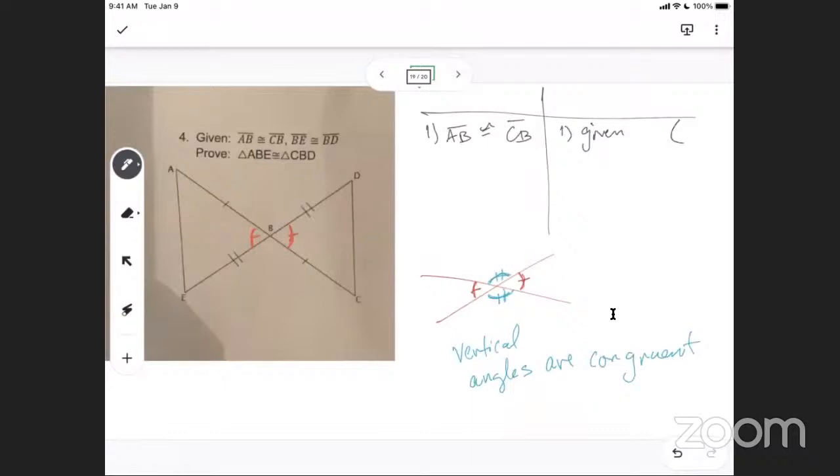It's a side. Good. So let's write S. You like how I do that? Okay, what's the next thing I'm going to do? BE is congruent to BD. No, I don't want to do that yet. Do you know why? Because I'm going to use side, angle, side, right?